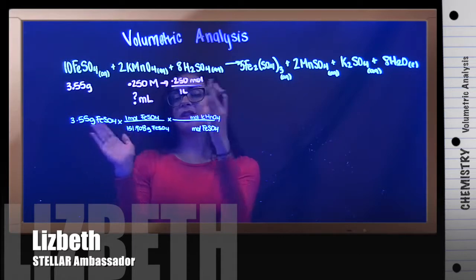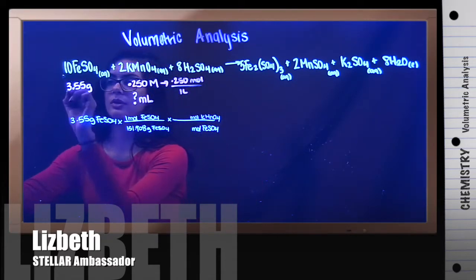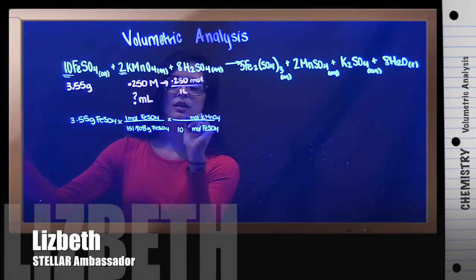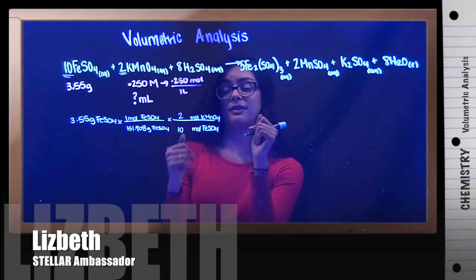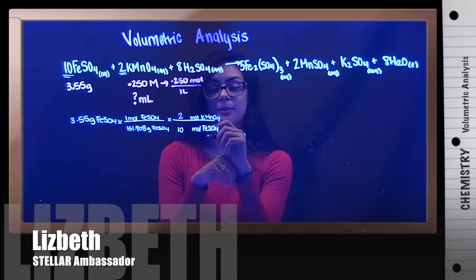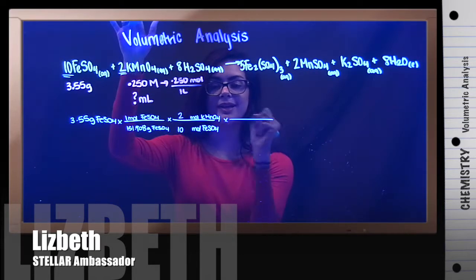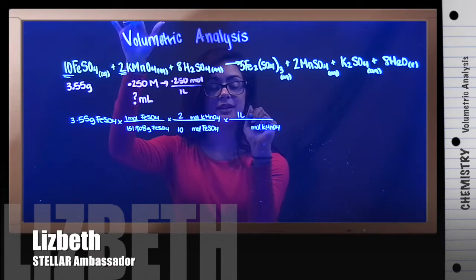Now we have to see what the ratio is in the balanced equation. Here, we have 10 moles of iron(II) sulfate, and we have 2 moles of potassium permanganate. So that means it's a ratio of 10 to 2. Now that I'm in moles of potassium permanganate, I can use the molarity to convert to liters. Since this is on the top, it'll be on the bottom, KMnO4, and we're going to have 1 liter of that solution. And our molarity was 0.250.